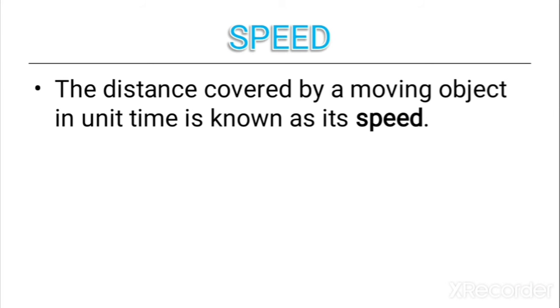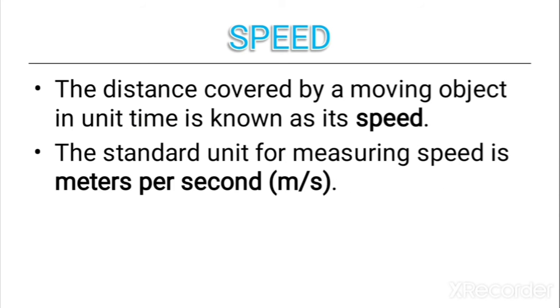So our next topic is speed. What is speed? The distance covered by a moving object in unit time is known as its speed. I will repeat. The distance covered by a moving object in unit time is known as its speed. The standard unit for measuring speed is meters per second. In symbolic form, you can write it as m divided by s or m per s. Generally, when you solve problems related to physics and want to mention speed, you write it this way: meters per second.